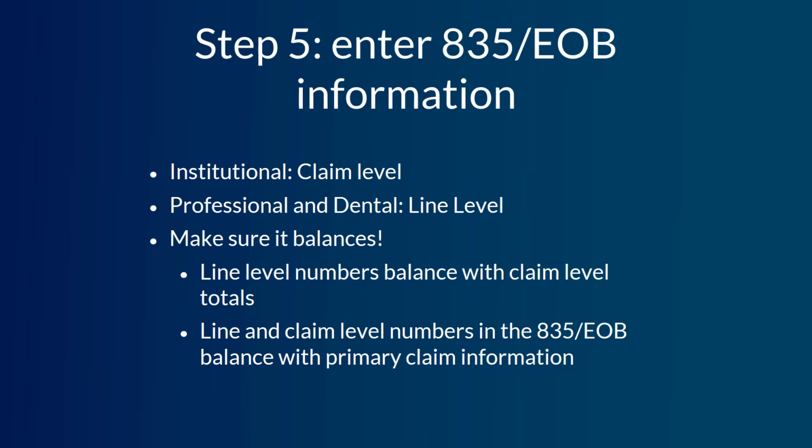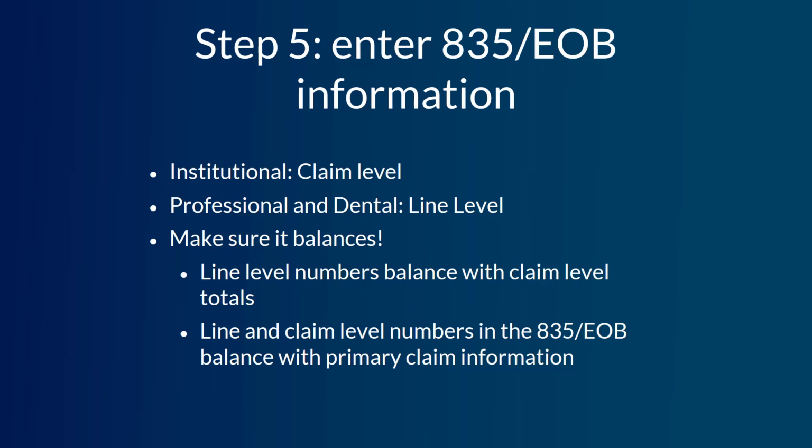Now we get into entering the information from the primary insurance EOB. Remember, one more time, on institutional claims, most likely you're going to be reporting everything on the claim level. Professional and dental, we're going all the way down to the line level details. Now, this is again where we're going to make sure it balances, and I do keep coming back to that, I know, but it is because it is one of the biggest errors that we see, and with a little bit of checking, it is completely preventable.